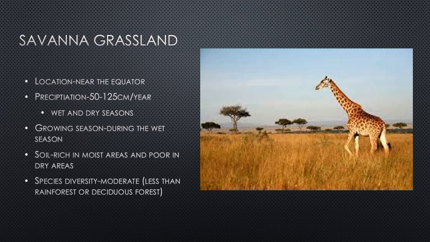Okay, the next type of grassland is the savanna grassland, so the one located near the equator. It has a fair amount of rainfall, but it's all concentrated in the wet season. So this is the type that has a wet and dry season. So all of the growth occurs during the wet or rainy season. So the soil is rich in the moist areas, but poor in the dry areas. So it's very compartmentalized. And the species diversity is moderate. Less than a rainforest, but more and less than a deciduous forest as well.